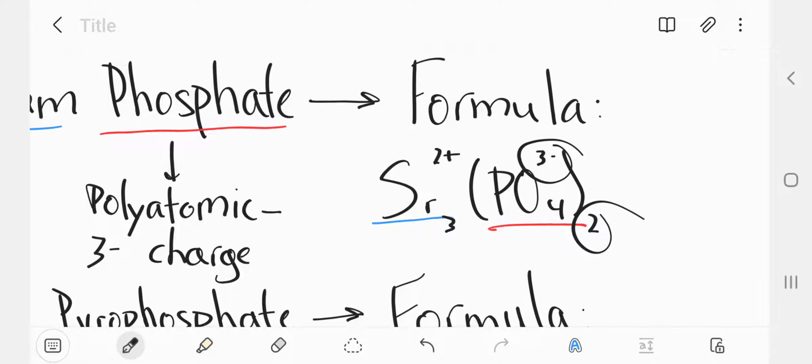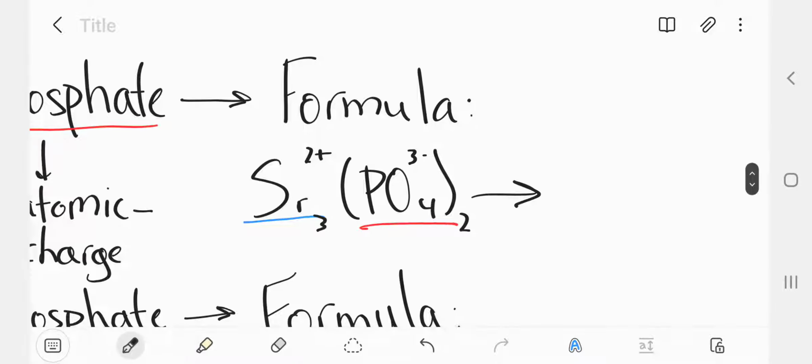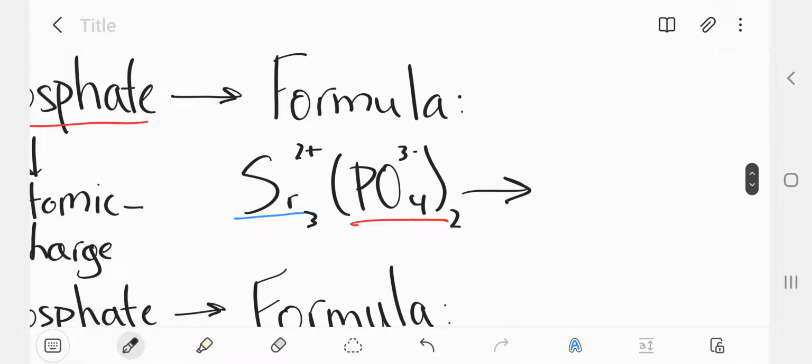If you take 2 of those -3s, you get -6. Strontium has a +2 charge. If you take 3 of those +2s, you get +6. +6 and -6 cancel out, which means that is your answer. Again, if you want, you can try the crisscross thing. This might be faster for you.